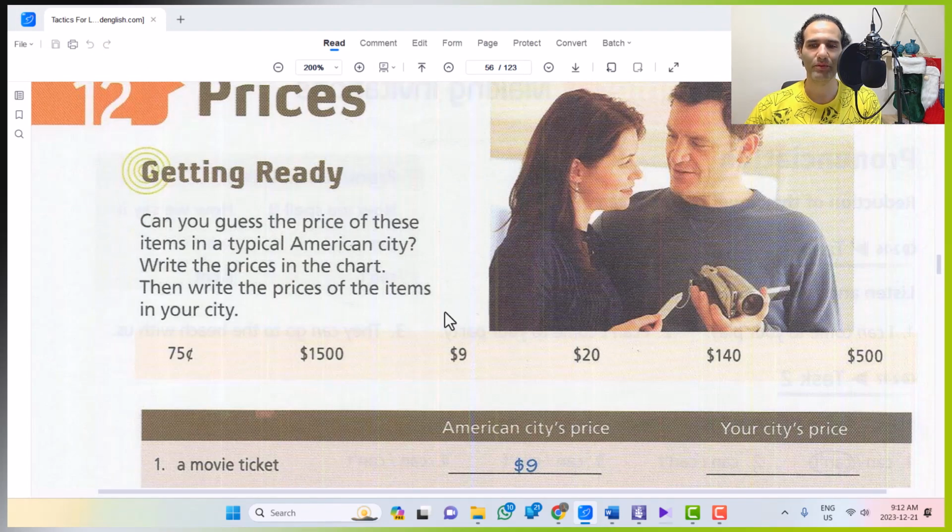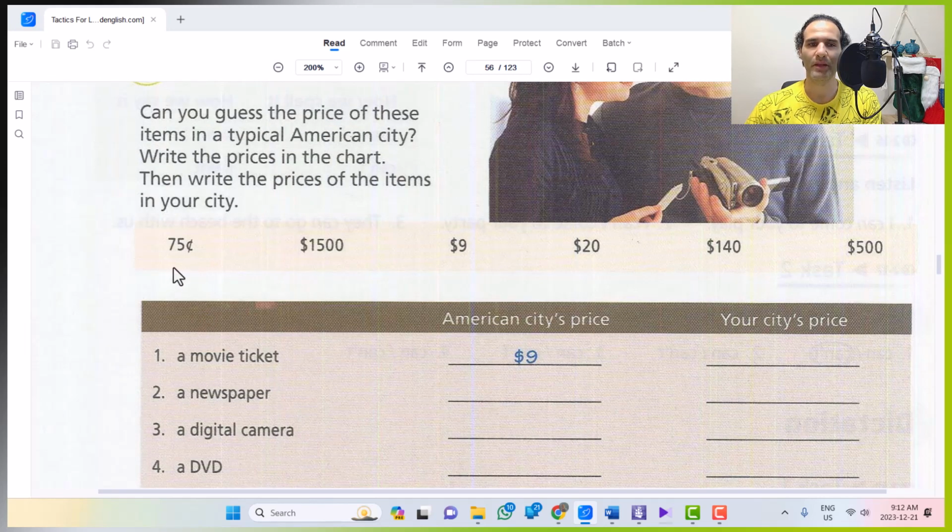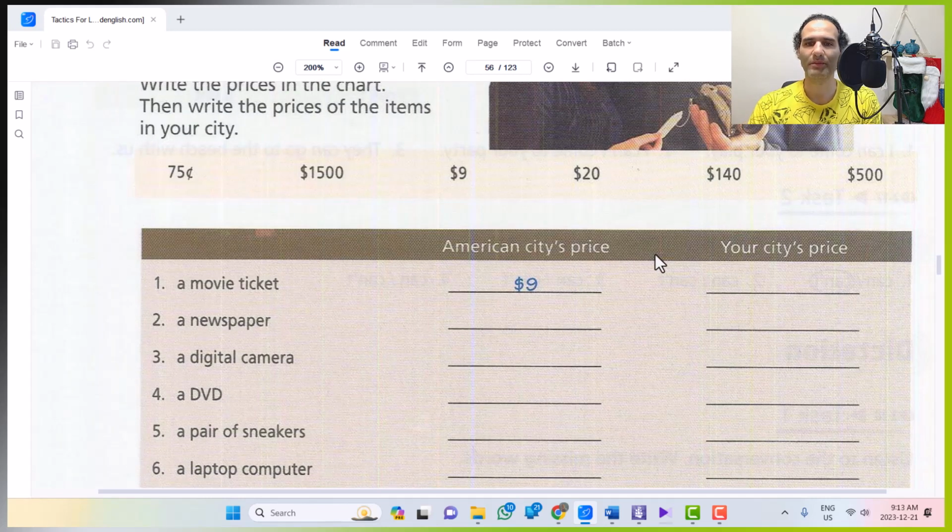But in the getting ready part, we have some talk about prices, and you're expected to be able to read these prices. So how do you read this one? This is the symbol for cent, and this is the symbol for dollar. So this one, 75 cents, plural. And this one, $1,500, or simply $1,500. How much is it? $9, $20, or $20. And I will write these words for you. $140 and $500. Okay, so let me write down these words for you.